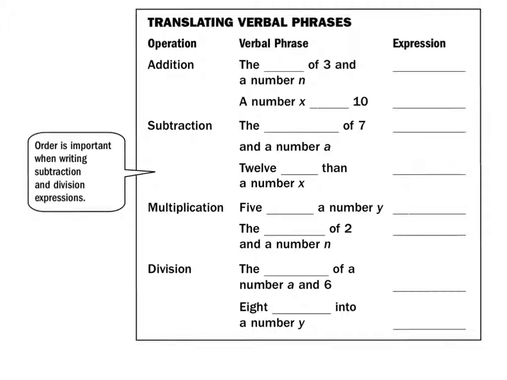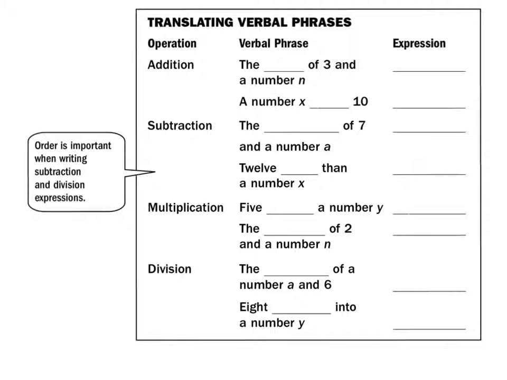The first thing we're going to look at is translating verbal phrases. We will look at examples of addition, subtraction, multiplication, and division. When we get to subtraction and division, we will note that order is important when you're writing subtraction and division expressions. We'll start with addition.